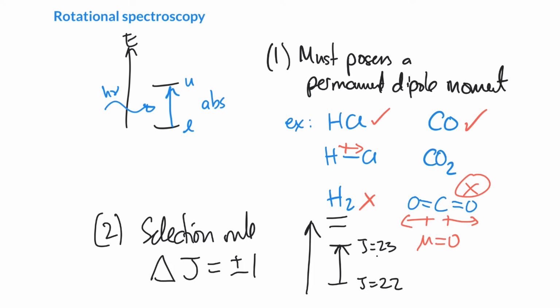So you have to have a change in rotational quantum number of plus or minus 1. And of course, positive 1 means you've got an absorption because you're going up in energy, and negative 1 would be an emission, you're going down in energy. We'll probably focus on absorptions here, but emissions are just fine too.